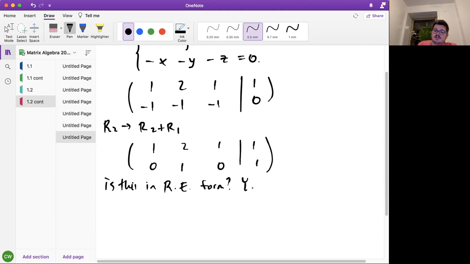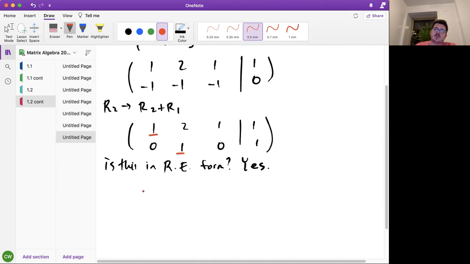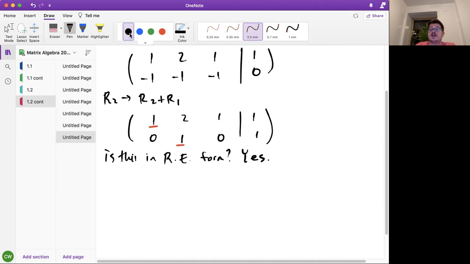Yes, it is. It's not high school, yes. Yeah, we have leading ones. And there's more leading zeros in the second equation than there are in the first. Okay. So now let's think about substitution. How do you solve this now by substitution?